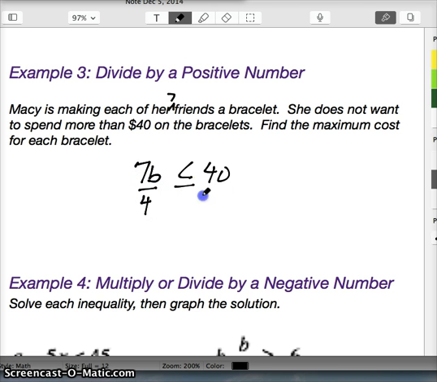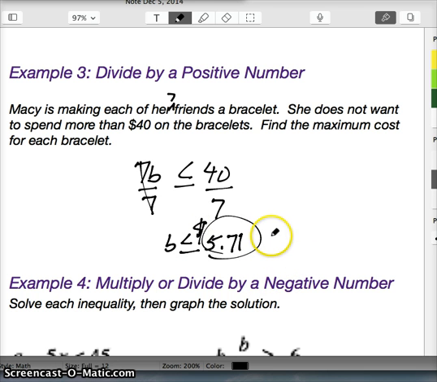Clearly, we're going to divide both sides by 7 in order to isolate B and figure out what that value is. So I get B is less than or equal to, well, 7 goes into 40 5 times with a remainder of 5, and then 7 goes into 50 like 7 times, with a remainder of 1, and something like 71 cents. So $5.71 is approximately the maximum value that she wants to spend for each of those bracelets.